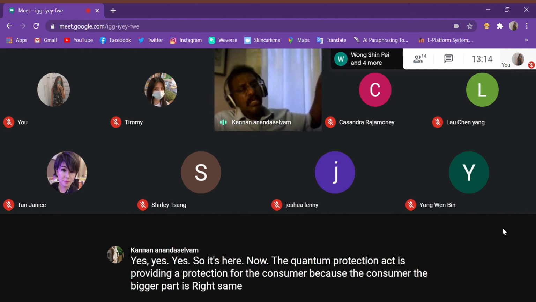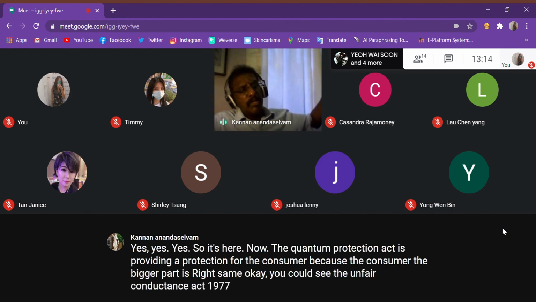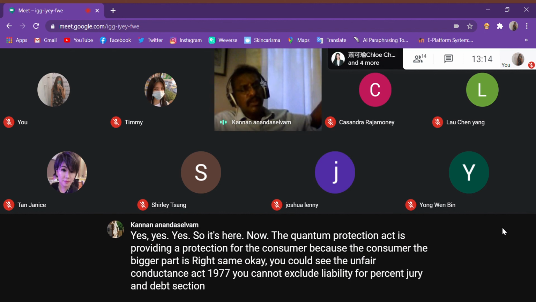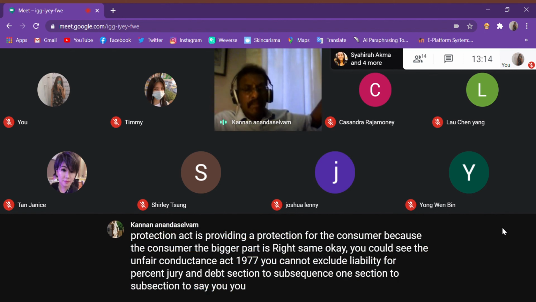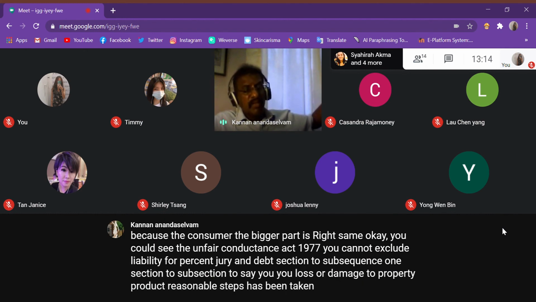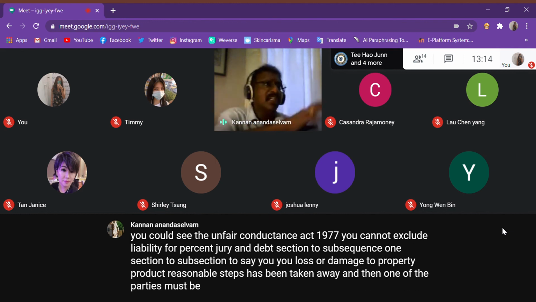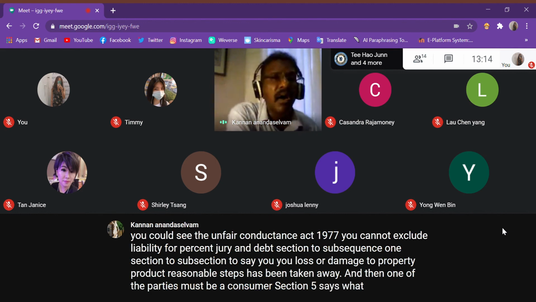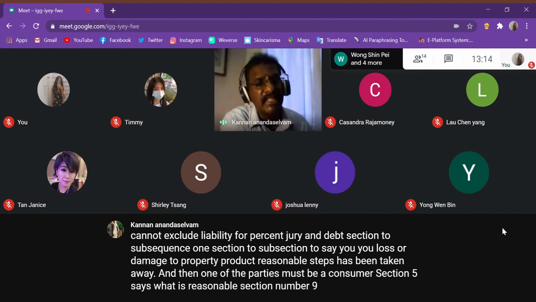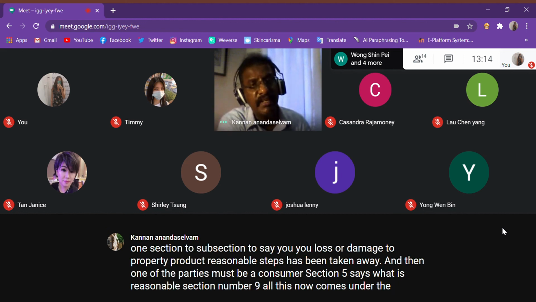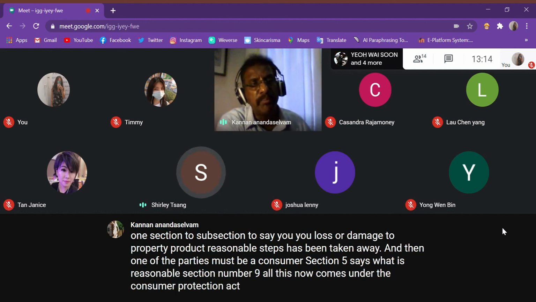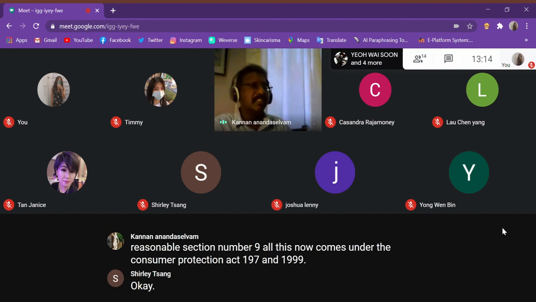You can see the Unfair Contract Terms Act 1977. You cannot exclude liability for personal injury and death, section 2 subsection 1. Section 2 subsection 2 says you can exclude loss or damage to property provided reasonable steps have been taken. Then one of the parties must be a consumer. Section 5 says that, and section 11 says what is reasonable. All this now comes under the Consumer Protection Act 1999, the Malaysian one. The purpose and motive are still the same.